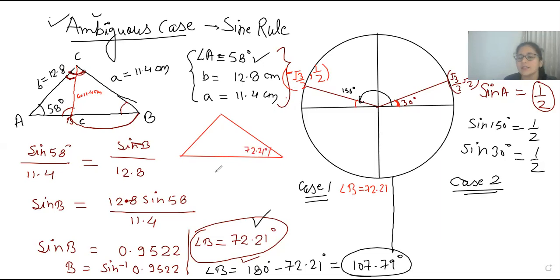72.21 degrees. That is an acute angle. And angle A is 58 degrees. So what will be the value of angle C? 180 degrees minus 58 degrees minus 72.21 degrees. That will be equal to almost 49.79 degrees. You can check from the calculator.